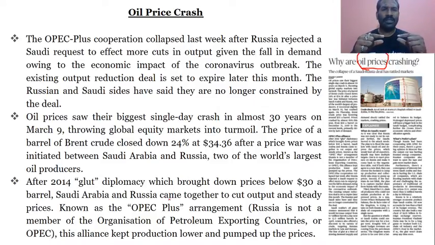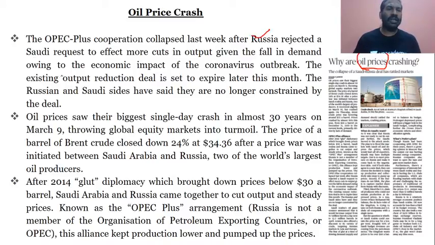At this juncture, adding to the impact of the coronavirus on global crude oil prices, the OPEC plus countries came up saying that they will not go ahead with a cut in production of oil. So who are the ones who have said that they will not go ahead with a cut in production of the oil?